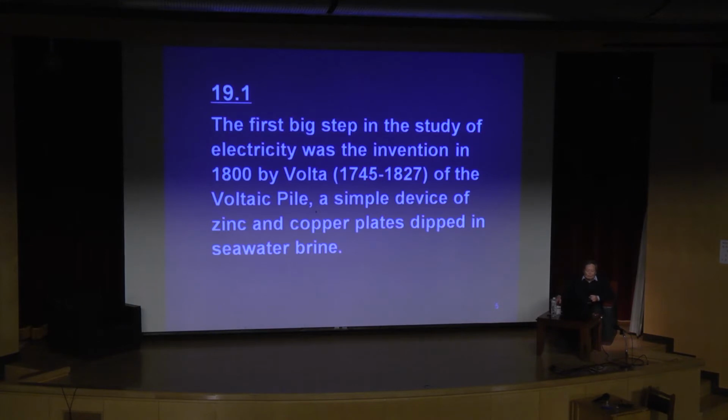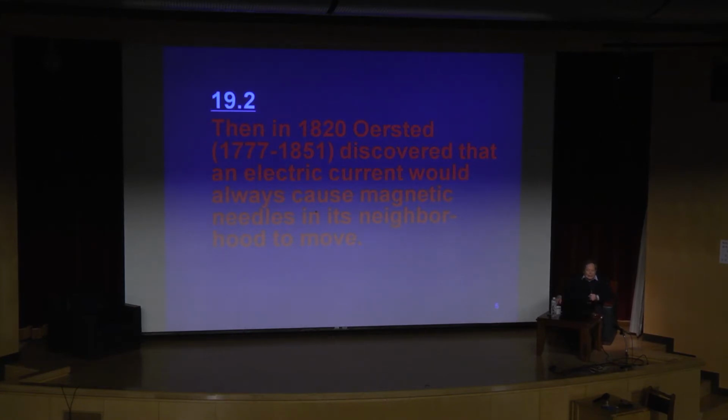First, the 19th century. The first big step in the study of electricity was the invention in 1800 by Volta of the voltaic pile, a simple device of zinc and copper plates dipped in seawater brine. Before that, one cannot make any systematic study of electricity. After that, on a very, very small scale, planned experiments were carried out. Then in 1820, Ørsted, a Dane, discovered that an electric current would always cause magnetic needles in the neighborhood to move.